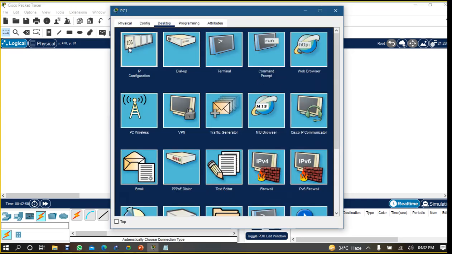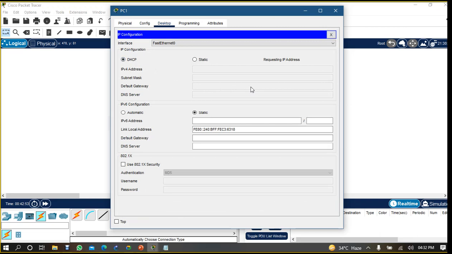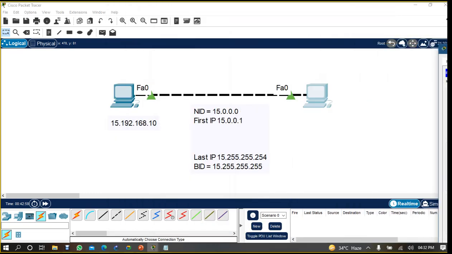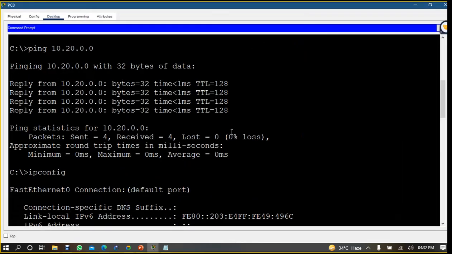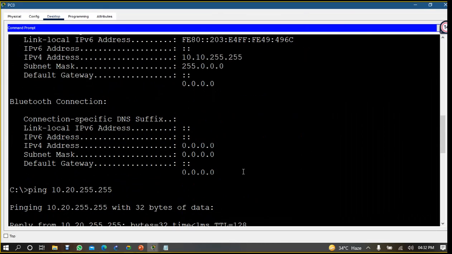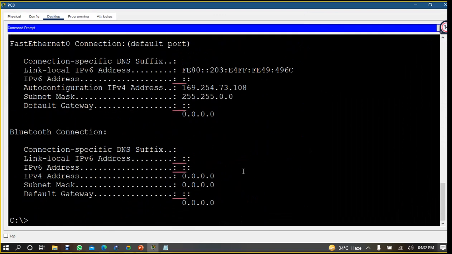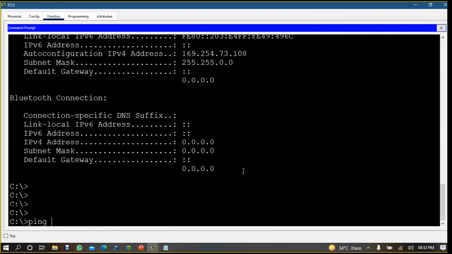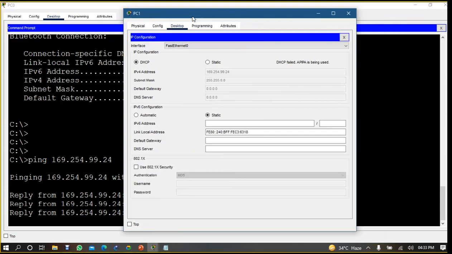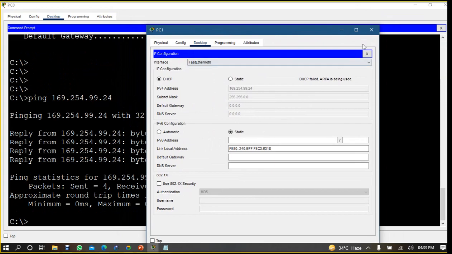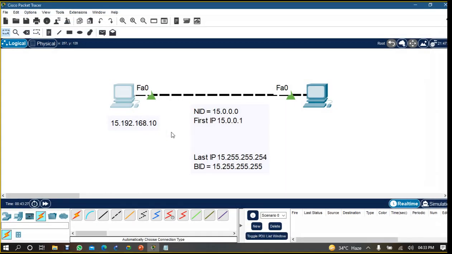169.254.73.108. Let's come here, DHCP. So if I come to this computer and I want to communicate to another computer, let me show you. I'll type here ping 169.254.99.24. Yes, you are communicating to this computer, PC2. So you will be able to communicate inside your LAN, but you cannot communicate outside your LAN.